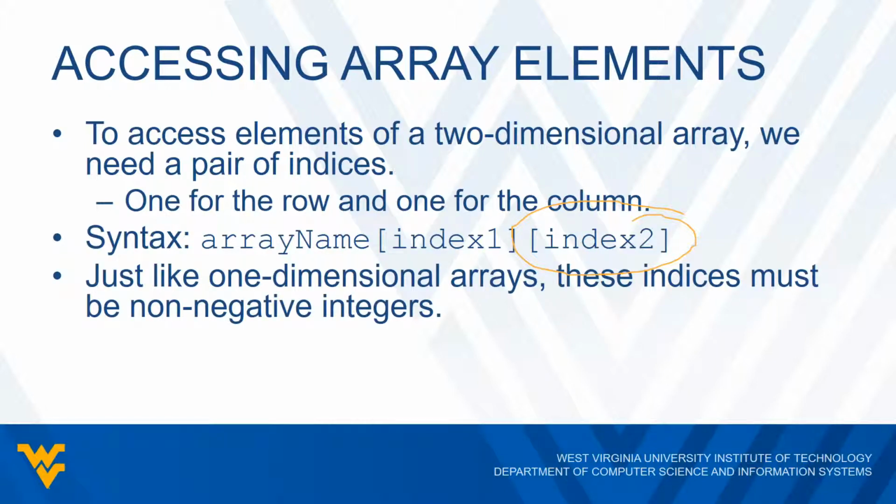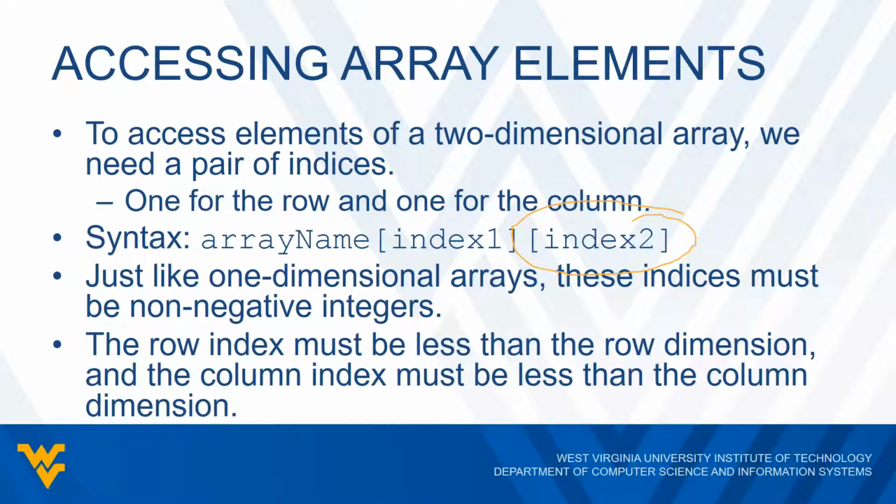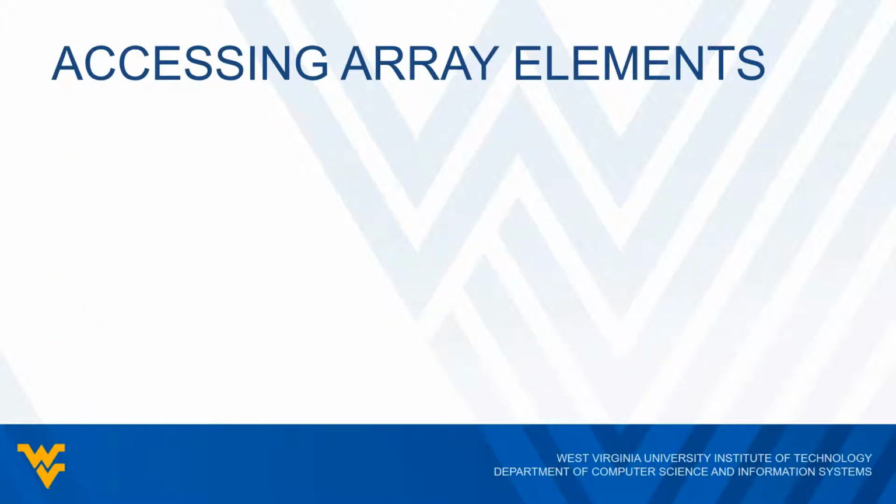And just like with one-dimensional arrays, these indices have to be non-negative integers. We still can't have negative dimensions. And we have to make sure that the row index is less than the row dimension, and the column index is less than the column dimension. Otherwise, you're going to have an array index out of bounds exception. So we have to make sure that each index is within the appropriate bounds.